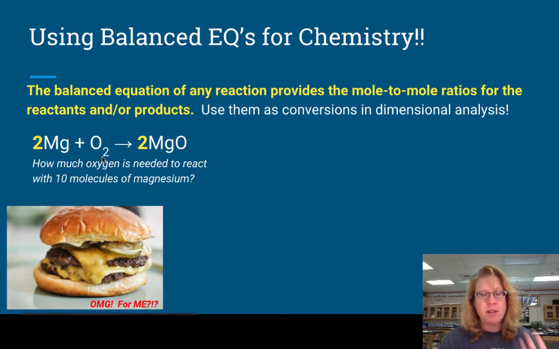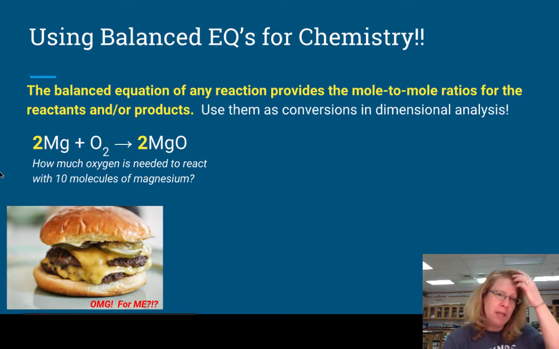So when I start to do this in terms of a dimensional analysis problem, here's what it looks like as chemistry. How much oxygen would I need? How many oxygen molecules would I need to react with 10 molecules of magnesium? So if I put 10 molecules of magnesium in, a super microscopic quantity, how much oxygen would I need to make this reaction happen completely with nothing left over?